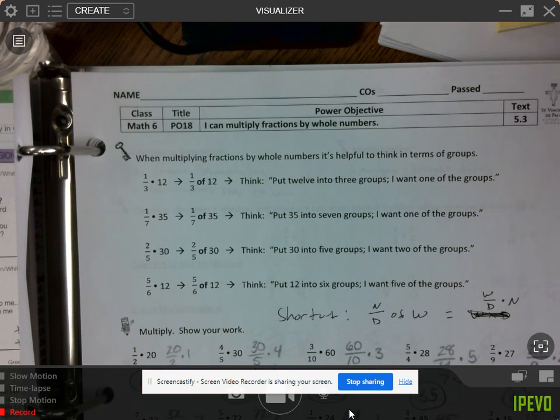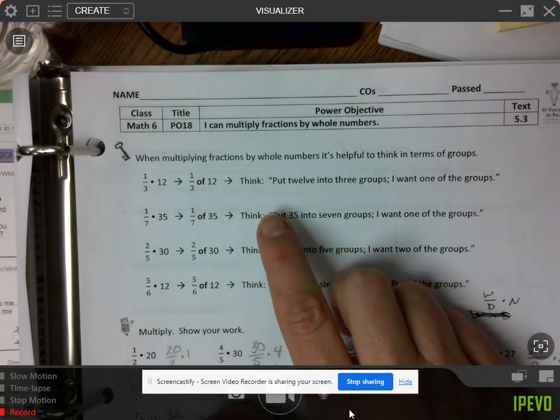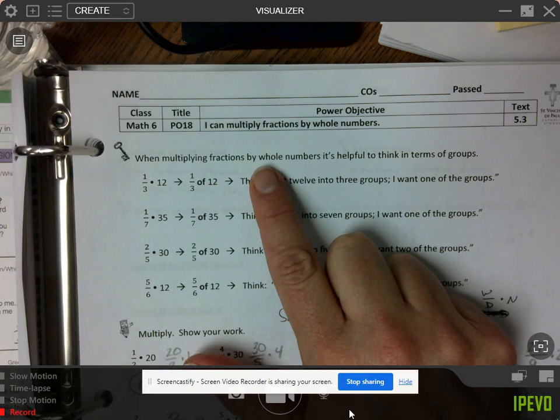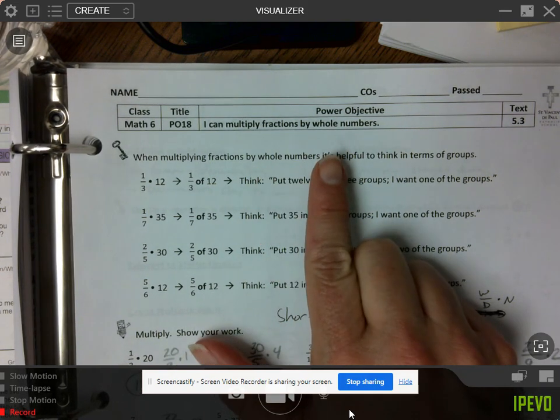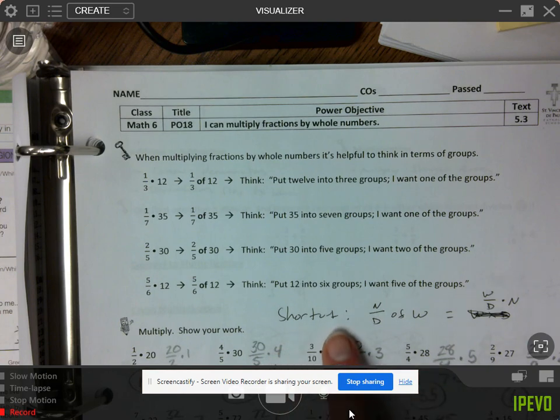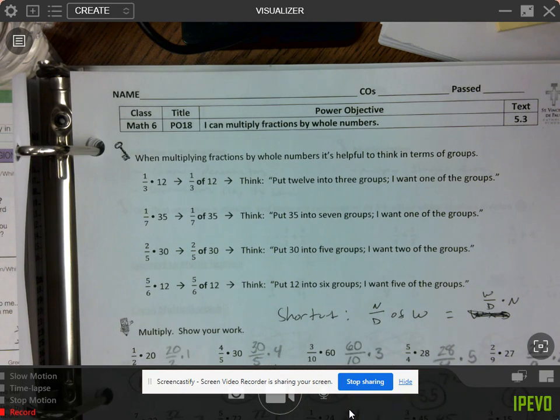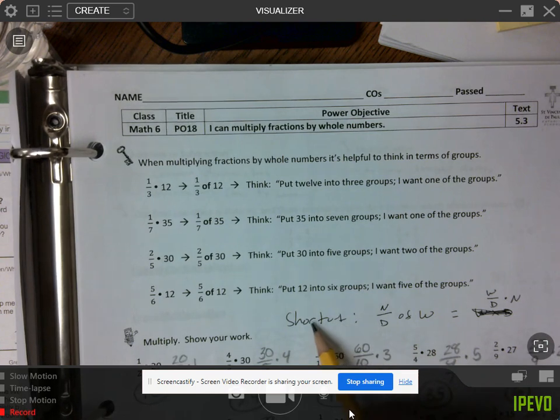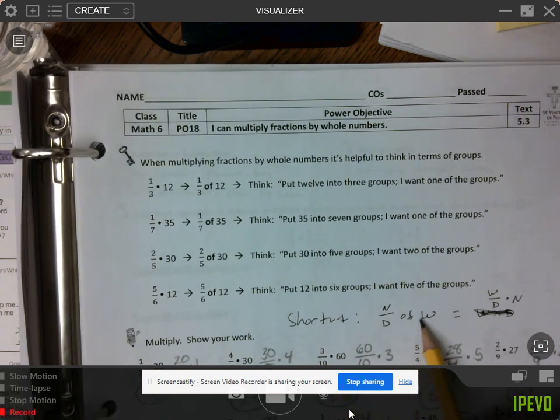Good morning. Today we are correcting PO18. I can multiply fractions by whole numbers. Now, we talked while we were doing work kind of how you could cross simplify. We're gonna look at this shortcut that we can do real quick.